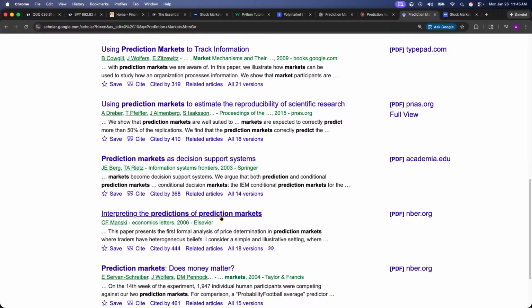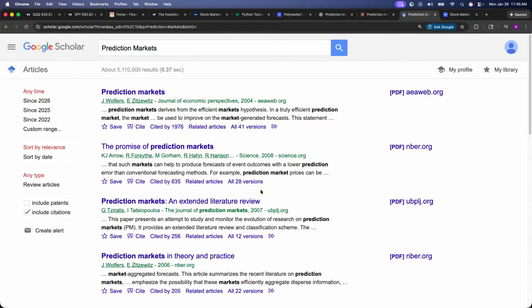Interpreting predictions of the prediction markets. When did this come out? And what is Google Scholar? Google Scholar is a place that you can go to find any academic paper from individuals who are getting their doctorates or who already have their doctorates. So these are academics, right? Limit orders are the market makers. If you place a limit order, you are the market maker in this.